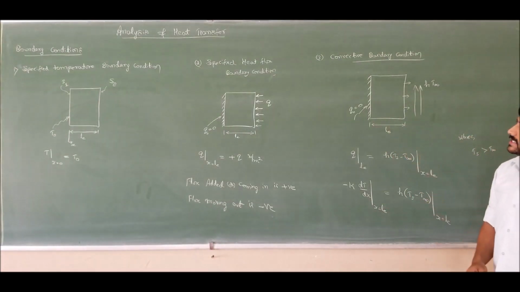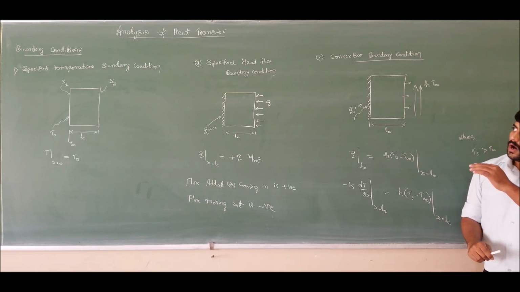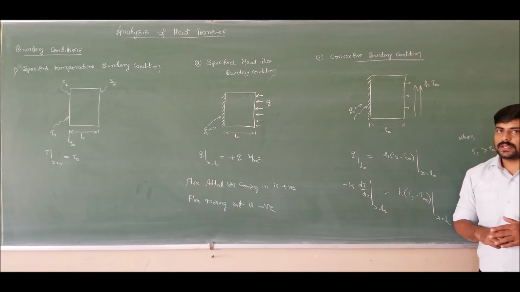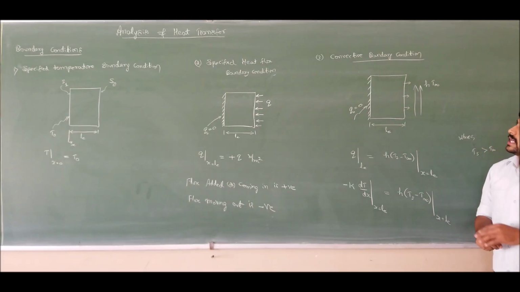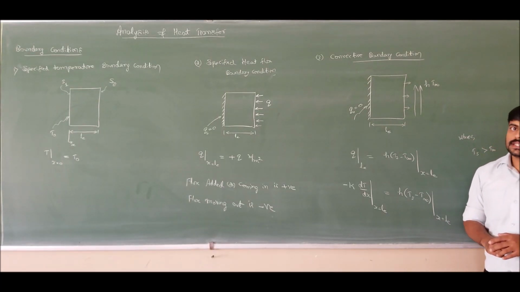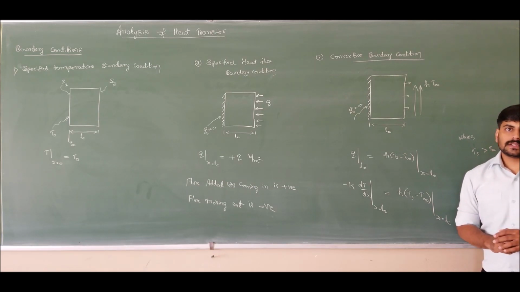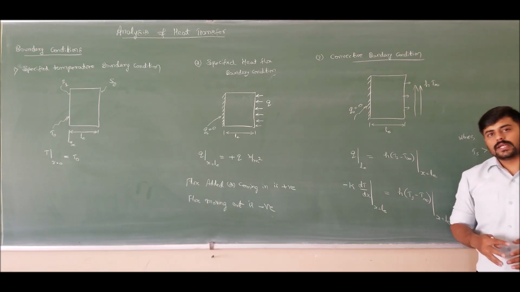The first boundary condition is the specified temperature boundary condition, in which on the boundary of the system we know the temperature. The second boundary condition is the specified heat flux boundary condition. On the boundary of the system we know the flux coming in or moving out of the system. Coming to the third boundary condition, that is the convective boundary condition. At the boundary we have the convection mode of heat transfer. So these are the three different basic boundary conditions in analysis of heat transfer problems.